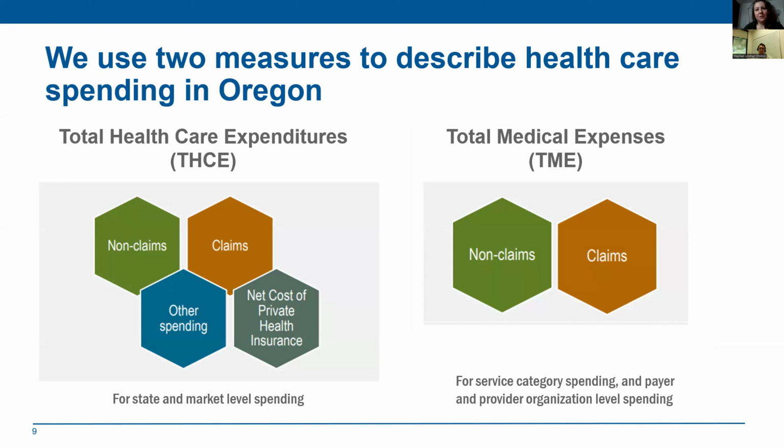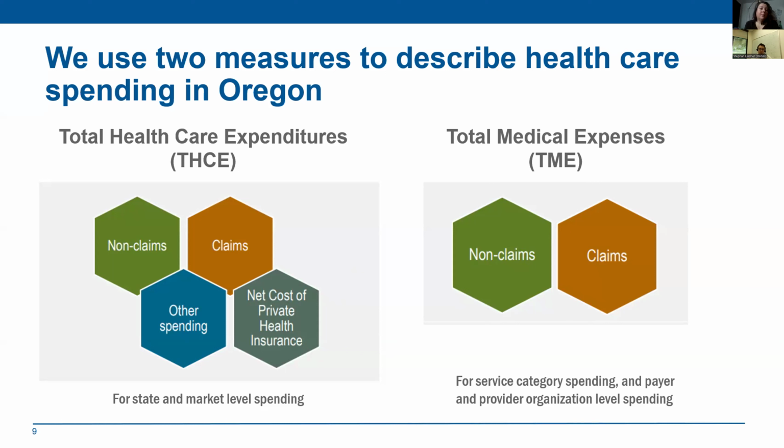In this report, we use two measures to describe healthcare spending in Oregon. The first measure is total healthcare expenditures, or THCE. That includes claims-based spending, non-claims spending, and other spending, which is sort of everything else we can get our hands on, things like Veterans Affairs, Department of Corrections, spending on health benefits, behavioral health contracts. And then also the net cost of private health insurance, which is a measure essentially of admin costs. It's the difference between what payers receive in premiums and what they pay out in claims and non-claims based spending. So we're also capturing that.